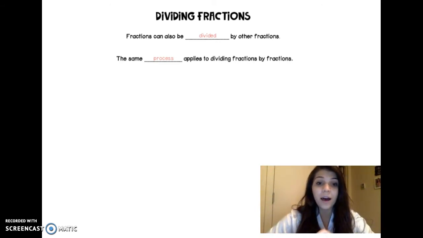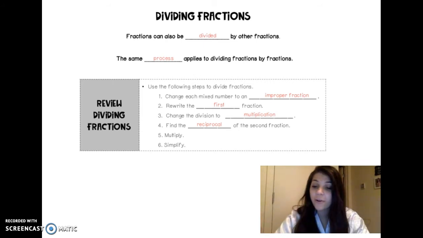So, fractions can also be divided by other fractions. We already know this. And the same process applies to dividing fractions by fractions. So I'm going to put the rules up on the screen in just a second, and we're going to walk through some examples. So when you're dividing fractions, you've got to know the rules. First rule is that if you have a mixed number, you must always change it to an improper fraction first.